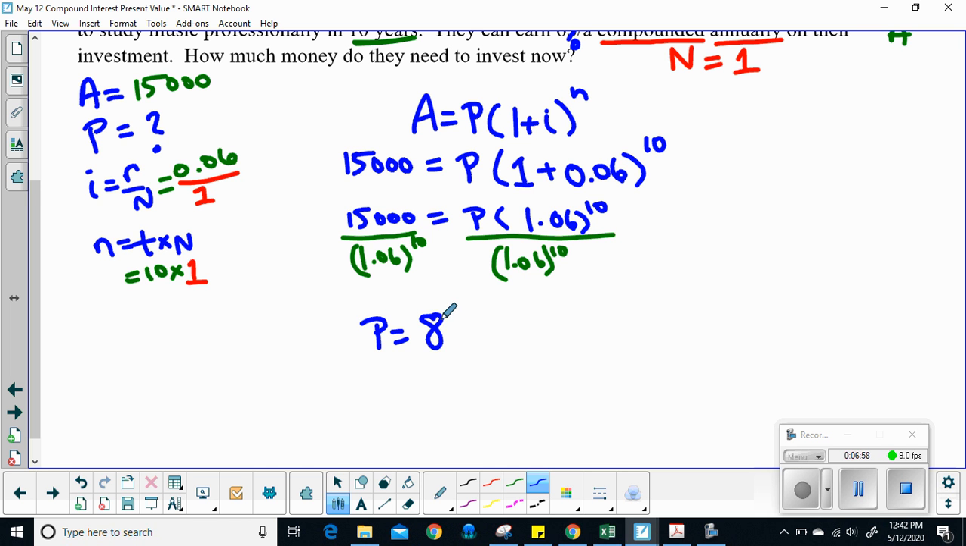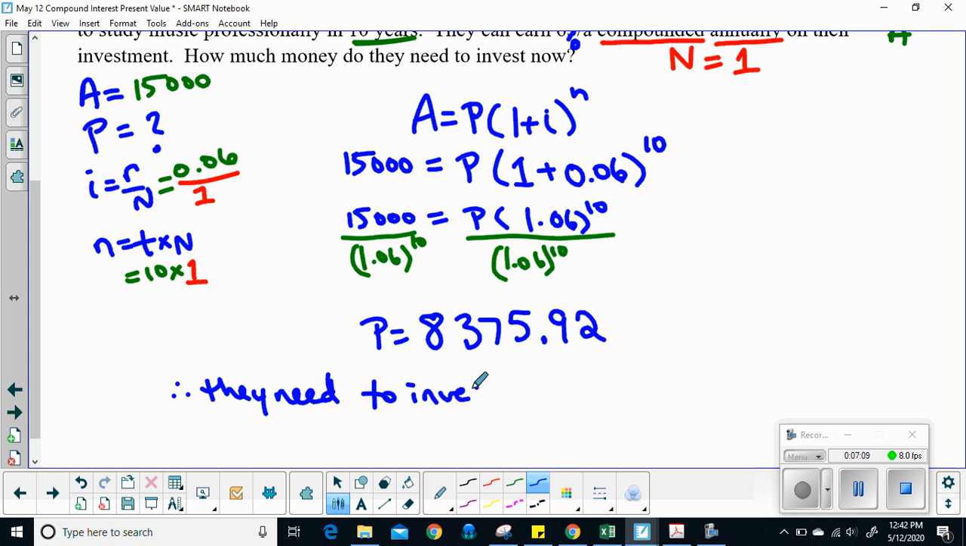equals $8,375.92. So therefore, they need to invest $8,375.92 now.